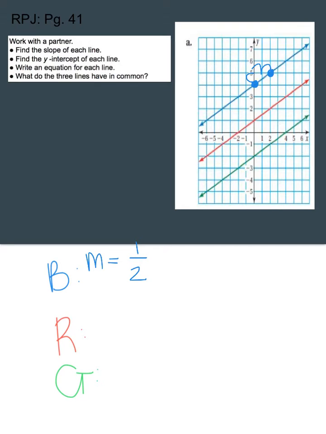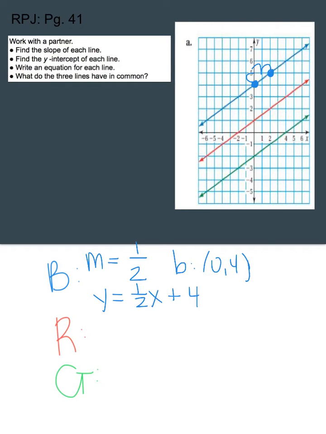To find the y-intercept, we've already found that. That's the b. That's where it crosses the y-axis, which is (0, 4). So I'm just going to take this information and plug it into my equation of y equals mx plus b. I'm going to replace 1/2 for the m, so it becomes y equals 1/2 x. And I'm going to replace 4 for the b. So the equation of the blue line is y equals 1/2 x plus 4.